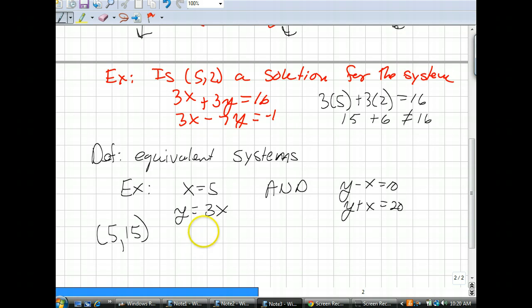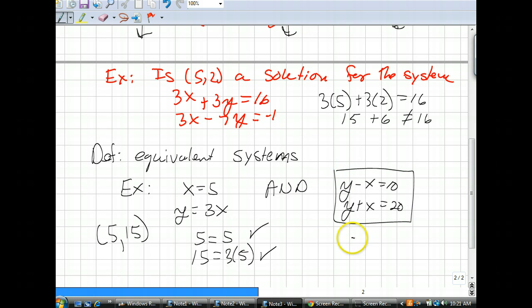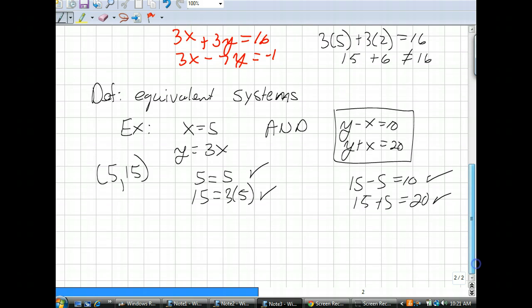So if I plug in 5 for x and 15 for y, these are both true, so it works in that one. So (5, 15) is a solution for that system, but is it a solution for this system also? Well, 15 minus 5 equals 10, that's correct, and 15 plus 5 equals 20. That's correct. So we would say that these two systems are equivalent systems.